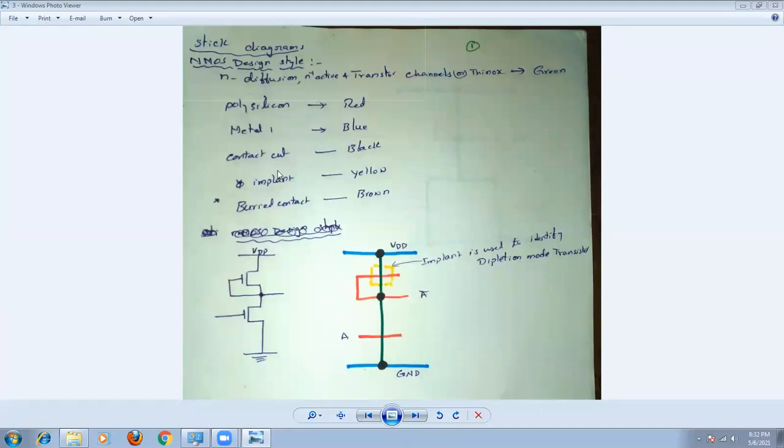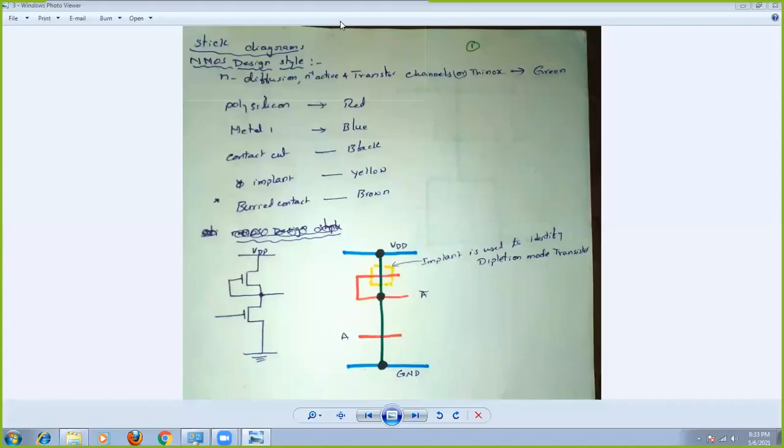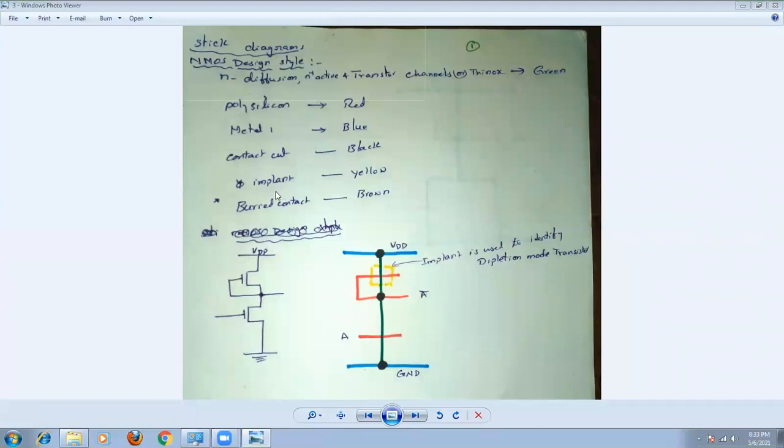Okay, so these are the different types of polysilicons. Now let us consider, draw a horizontal line using a blue color. Under the horizontal line, there must be sufficient space, and then the polysilicon crosses the diffusion.